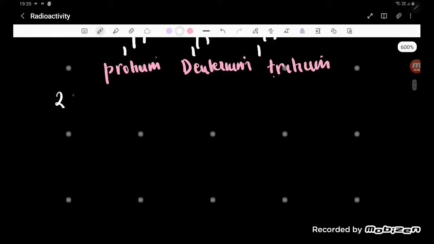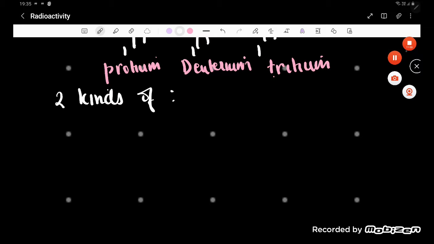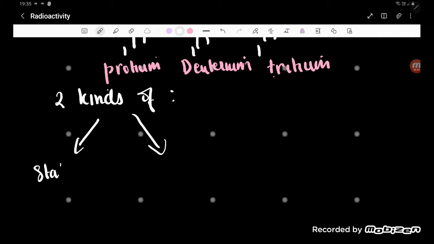There are two kinds of isotopes: stable and unstable isotopes.